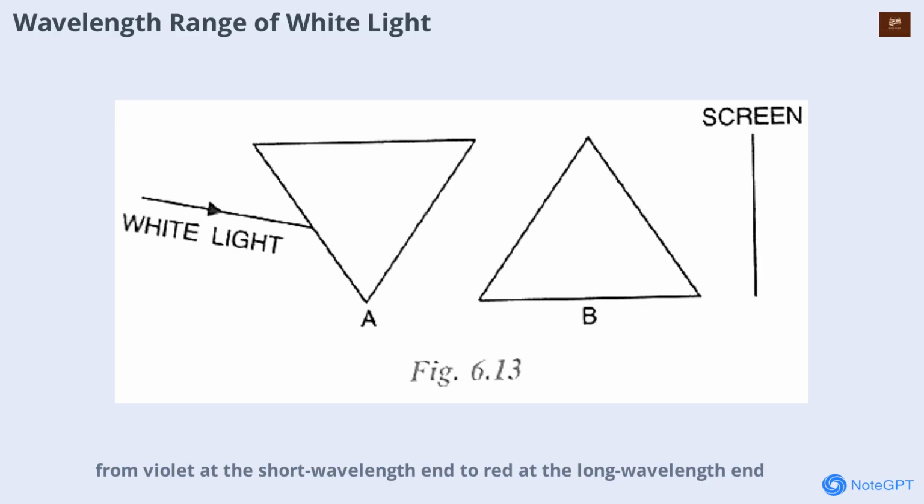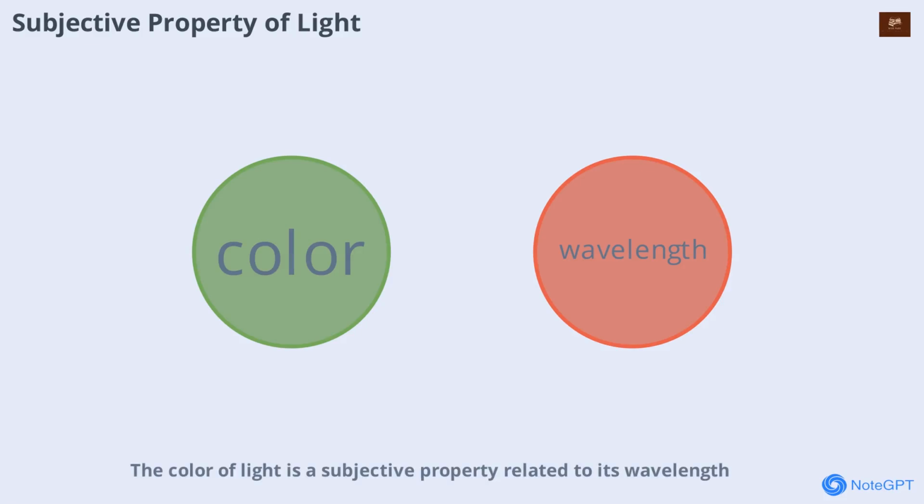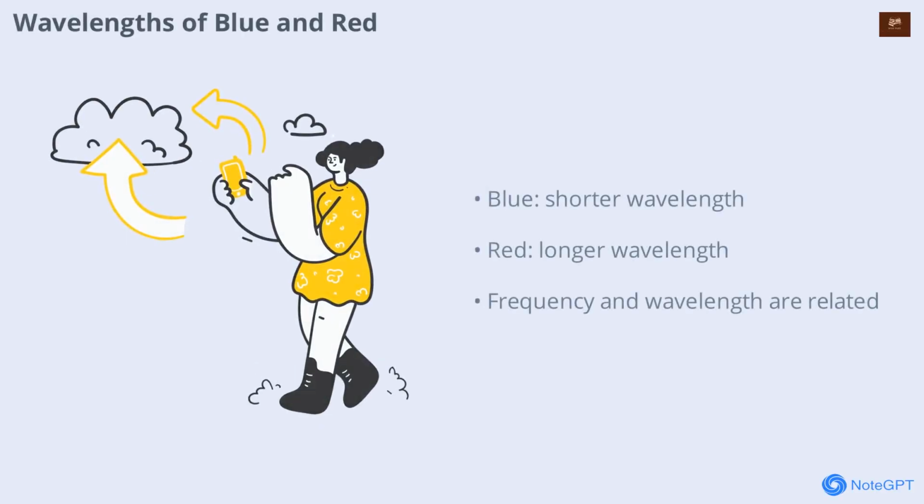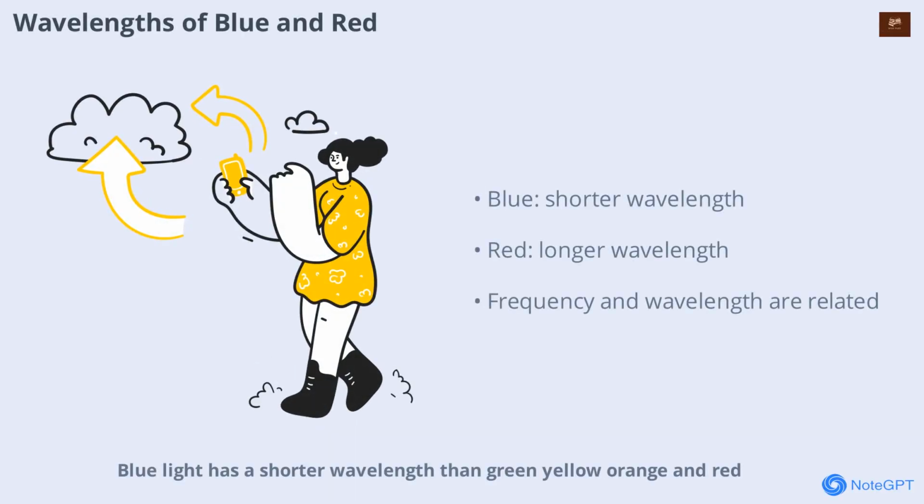long wavelength end. The color of light is a subjective property related to its wavelength. For example, blue light has an approximate wavelength of 4,800 angstroms while red light is around 8,000 angstroms. Our eyes perceive these different wavelengths as different colors, making the world vibrant and colorful. Blue light has a shorter wavelength than green, yellow, orange, and red. This means blue light is at the higher frequency, lower wavelength end of the visible spectrum, while red is at the lower frequency, higher wavelength end.